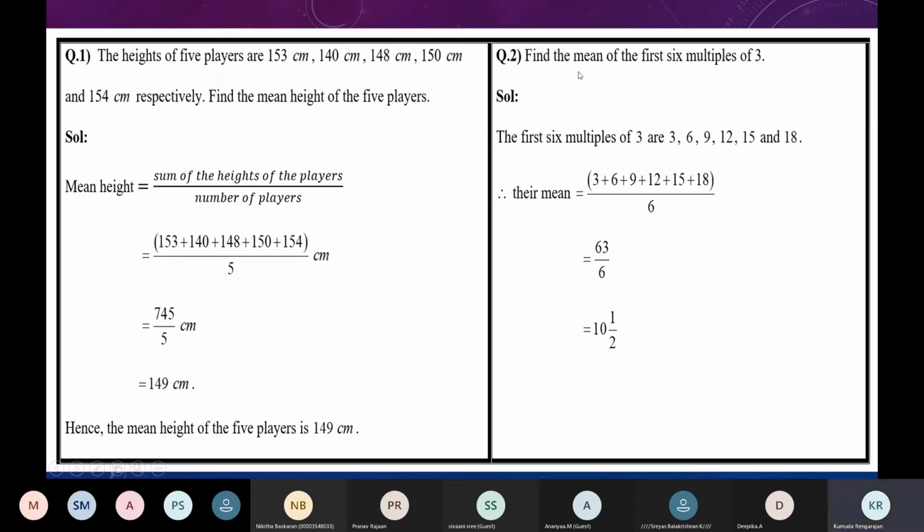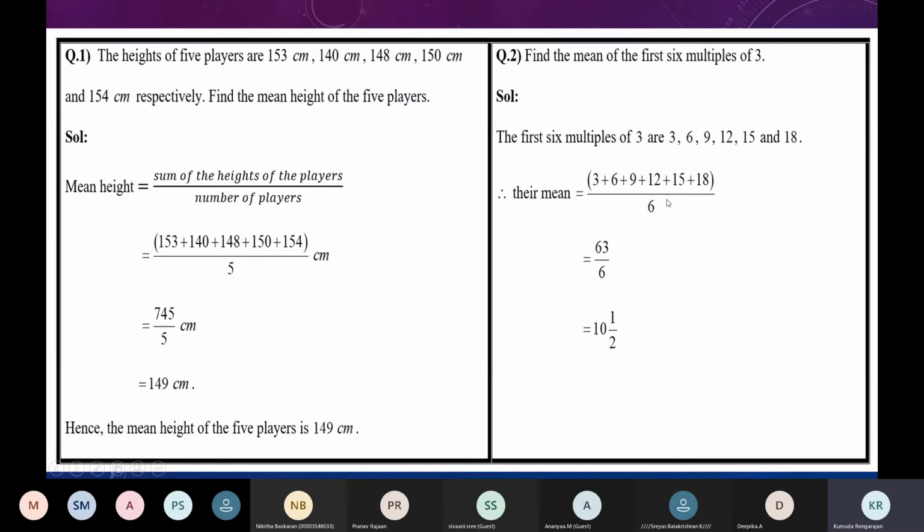Similarly, in the next question, we have to find the mean of the first 6 multiples of 3. So their mean will be, find their sum, add all the first 6 multiples and divide by 6. Because the number of multiples we have considered here is 6.